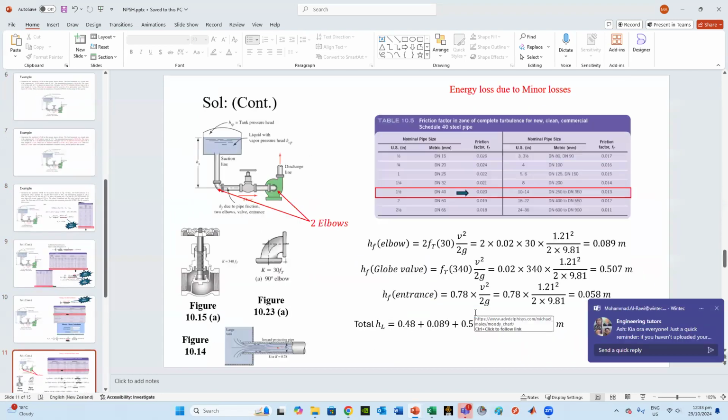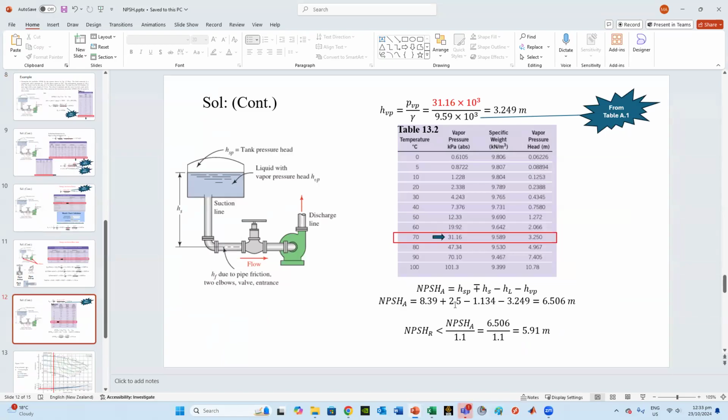Okay. So that's what I say, and then you put the values, and you get exactly the net positive suction head. You get the net positive suction head available 6.506 by substituting the values, and then the required is the available divided by 1.1, so 5.91 meters. That's what the system is going through.